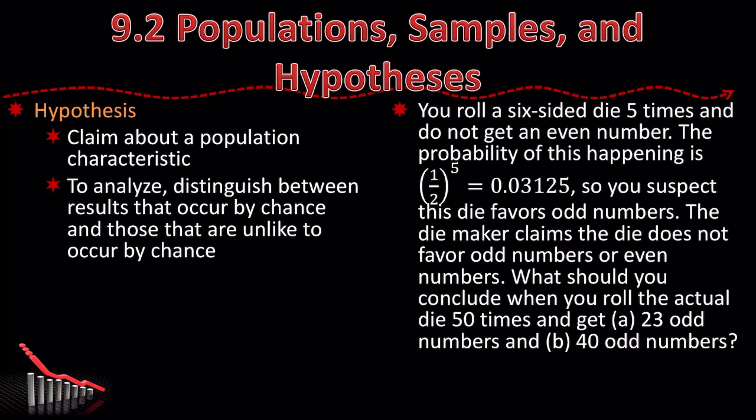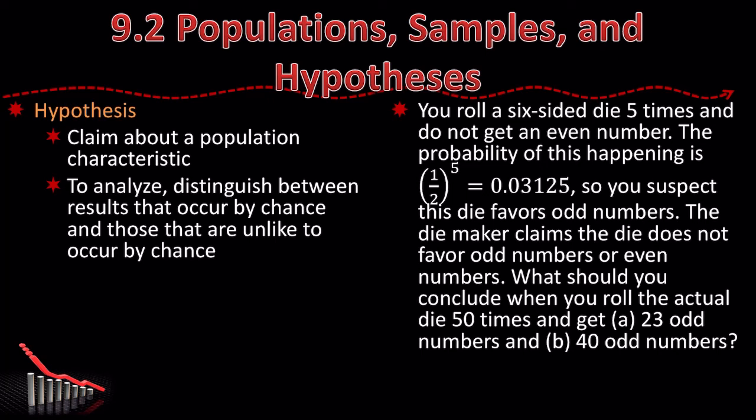So for example, you roll a 6-sided die 5 times and do not get an even number. The probability of this happening is 1/2 to the 5th, because half the numbers are even, so half are odd in this case. So it'd be half for the first roll times half for the second roll times half for the third roll. So these are independent events. So it's half times itself 5 times. Should be about 3%.